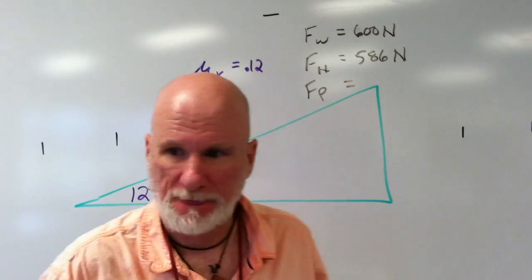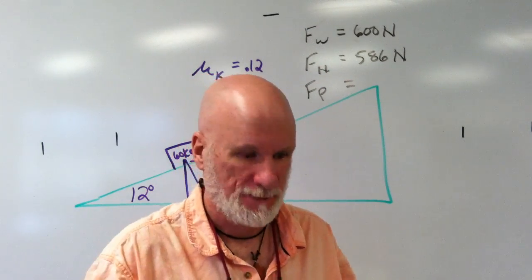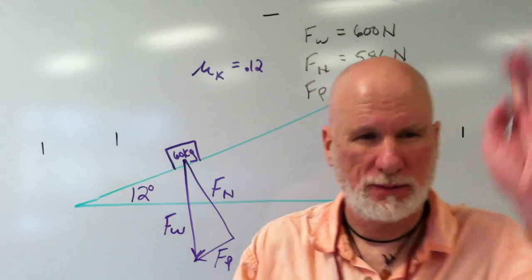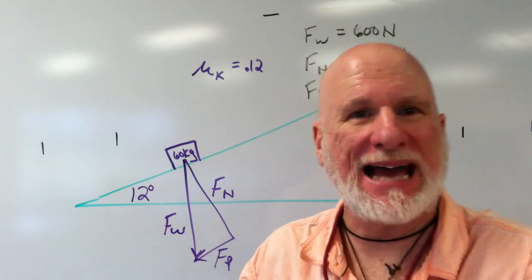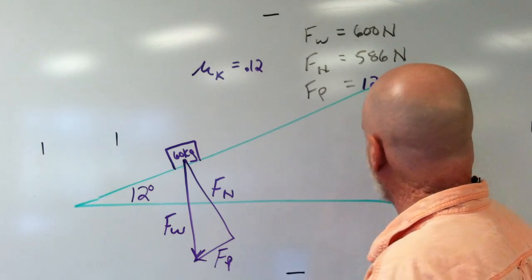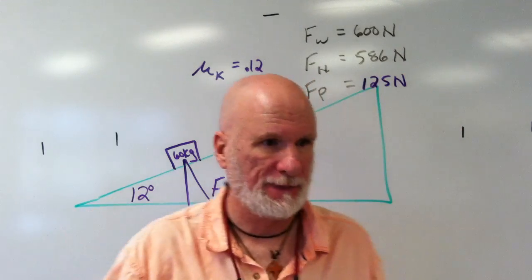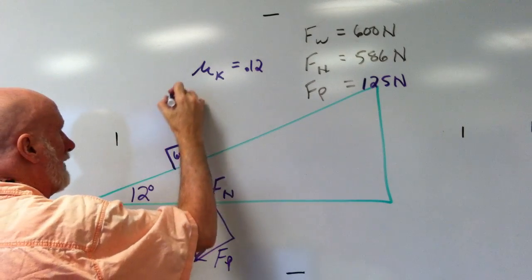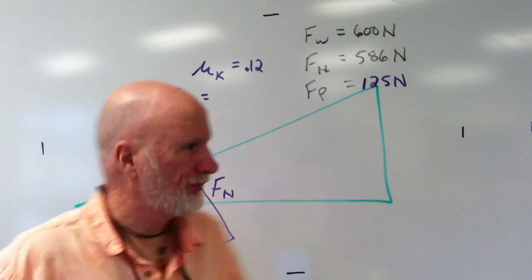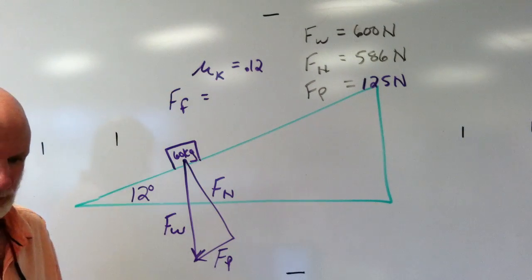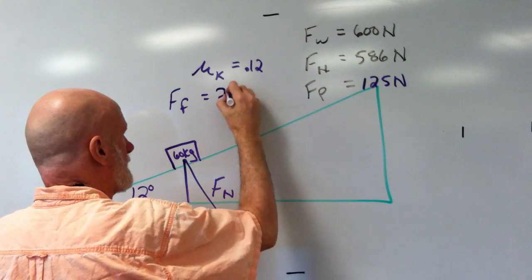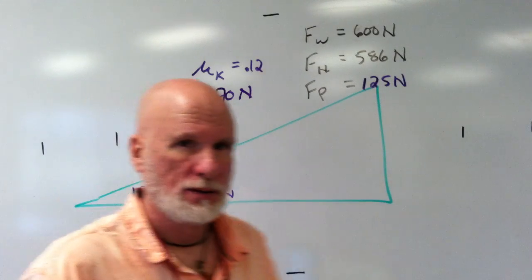What's FP? 125 newtons. Excellent. Okay, can you see that? Everybody can see that? All right, what else? We need FF. Everything's kind of all over the place here, right? You can deal with it? What's FF? 70 newtons. Well, negative 70, right?